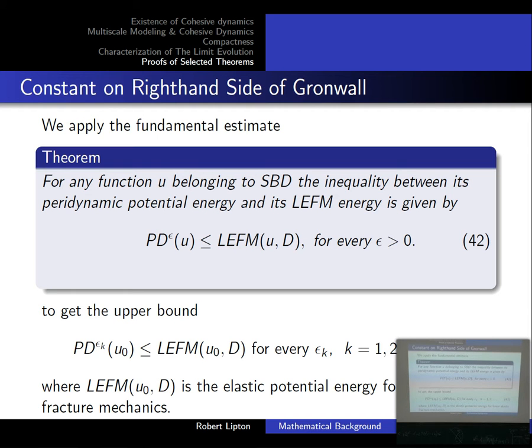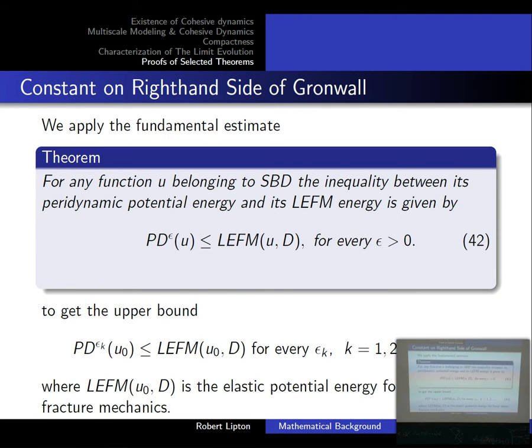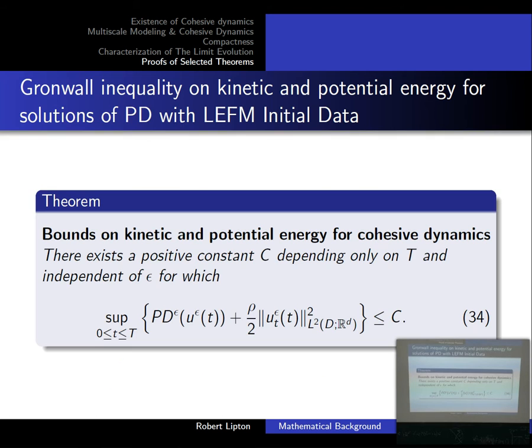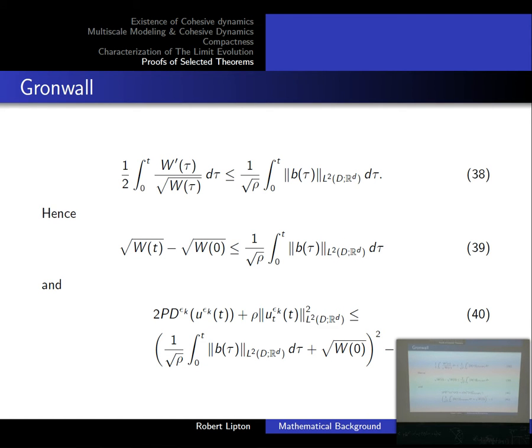So anyway, we have an upper bound on the peridynamic energy for initial data in terms of the linear elastic fracture mechanics energy. And we picked our initial data to have bounded linear elastic fracture mechanics energy. Okay? So that in itself then gives us this bound. That gives us this upper bound here. Because we can just plug in what W0 is, an upper bound on W0. Okay.